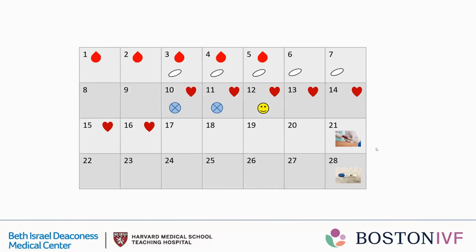For somebody with 28-day cycles, you would expect a positive surge on day 12, so an ovulation on day 14. You check a progesterone on day 21 and then a pregnancy test on day 28.